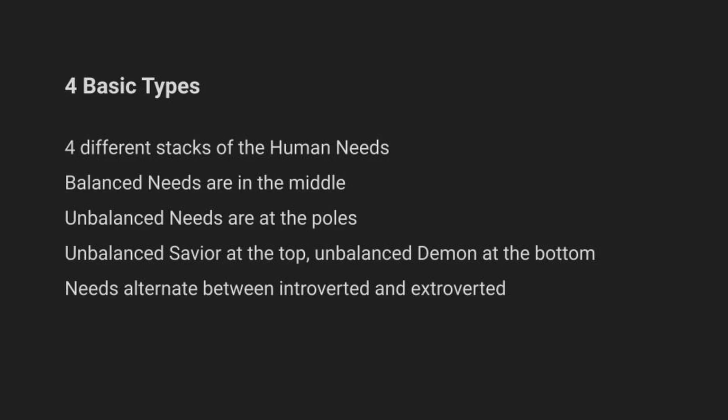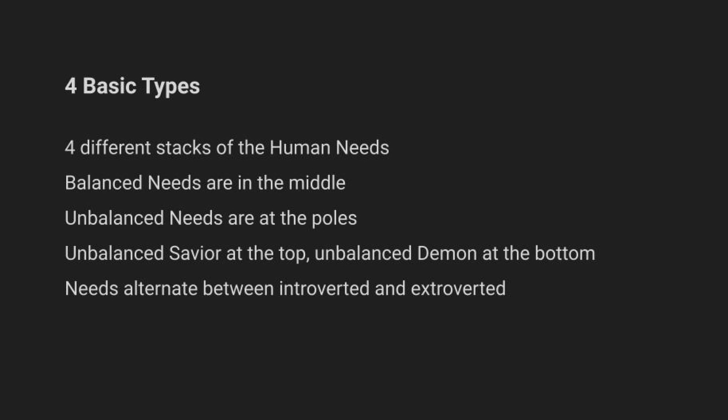All deciders share common struggles with people and judgment. All observers share common struggles with information and life paths. When we look at the individual human needs again, we can split deciders and observers into 4 basic types. For each of these types, we stack the 4 human needs in a different way. The balanced needs are closer together in the middle of the stack. The unbalanced needs are farther apart at the poles.